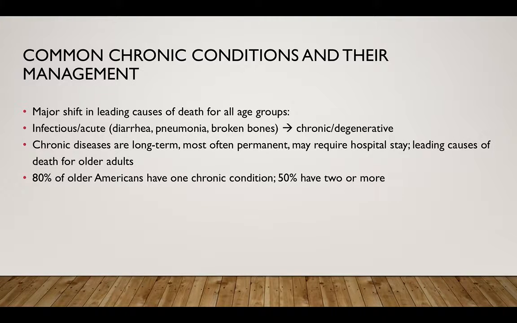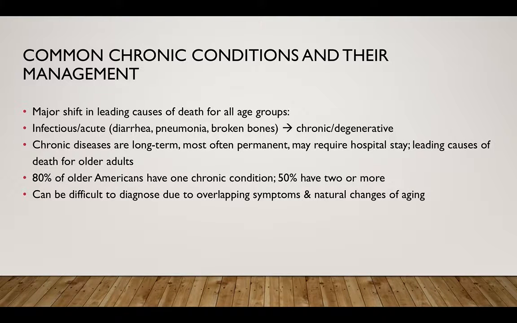80% of older Americans have one chronic condition. 50% have two or more. It can be difficult to diagnose due to overlapping symptoms and natural changes of aging that may present as symptoms of chronic conditions. Genetics, lifestyle, and other factors all play a role in chronic conditions. Access to care is one of them.